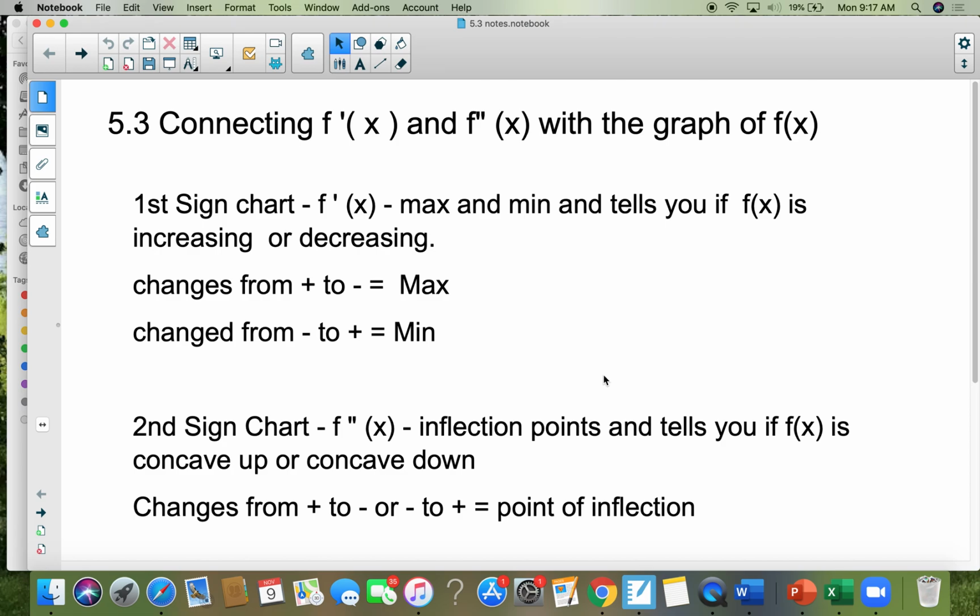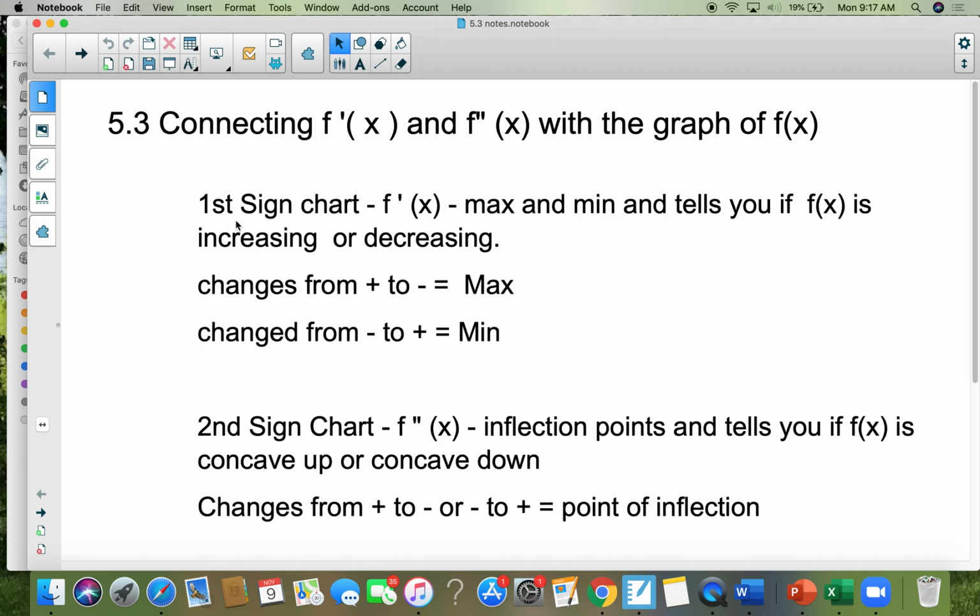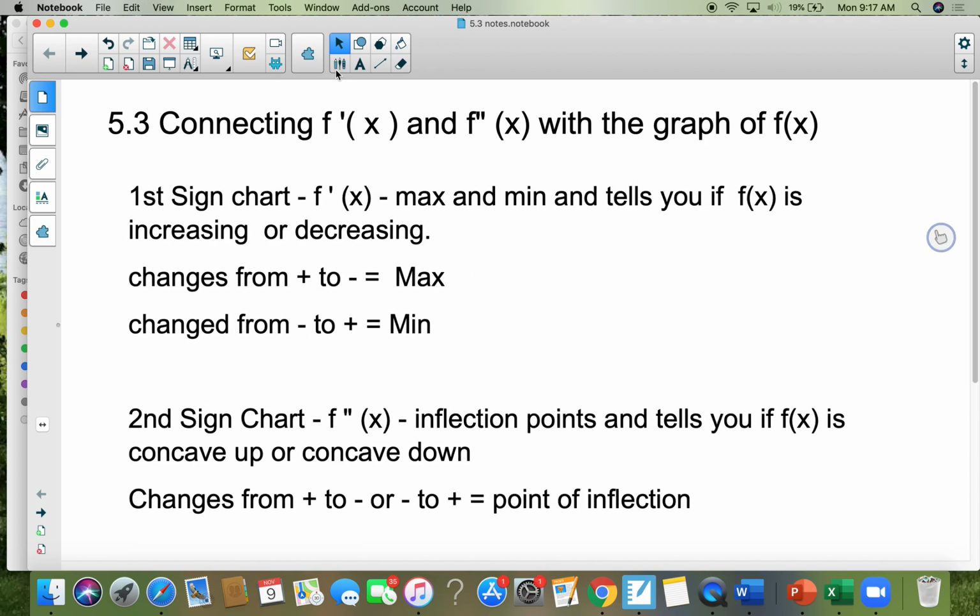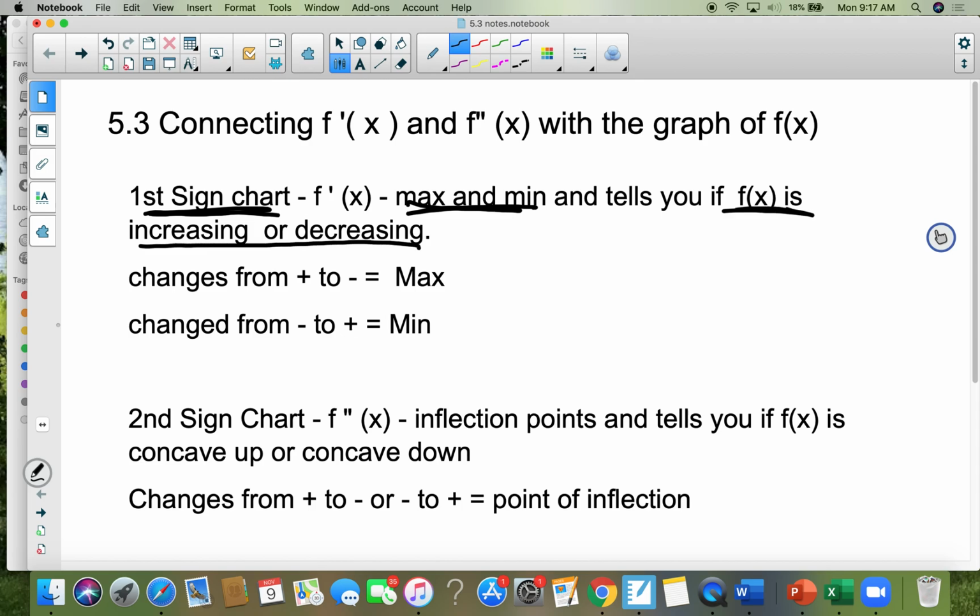Okay, today we're going to connect the first derivative and the second derivative with the original graph. Okay, so in 5.2 we did first sign charts, and that checked to see if there was a max and a min, and it tells you if the original graph is increasing or decreasing. If it goes from positive to negative, there's a max.